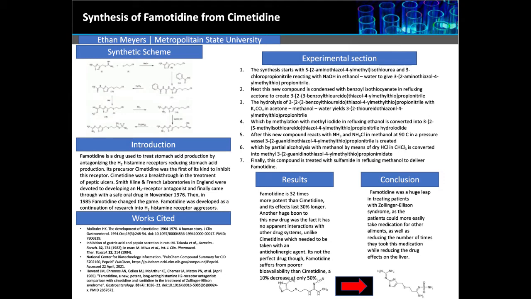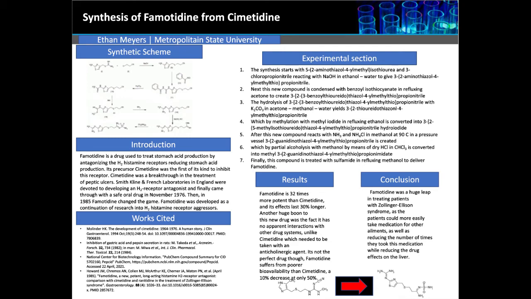Results. Famotidine is 32 times more potent than cimetidine, and its effects last 30% longer. Another huge boon to this new drug was the fact that it had no apparent interactions with other drug systems, unlike cimetidine, which really needed to be taken with an anti-androgenic agent. It's not a perfect drug, though. Famotidine suffers from poorer bioavailability than cimetidine, a 10% decrease at only 50% bioavailability.